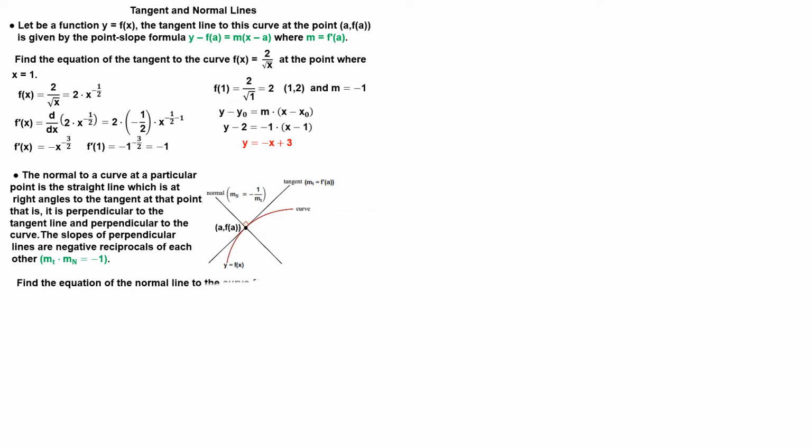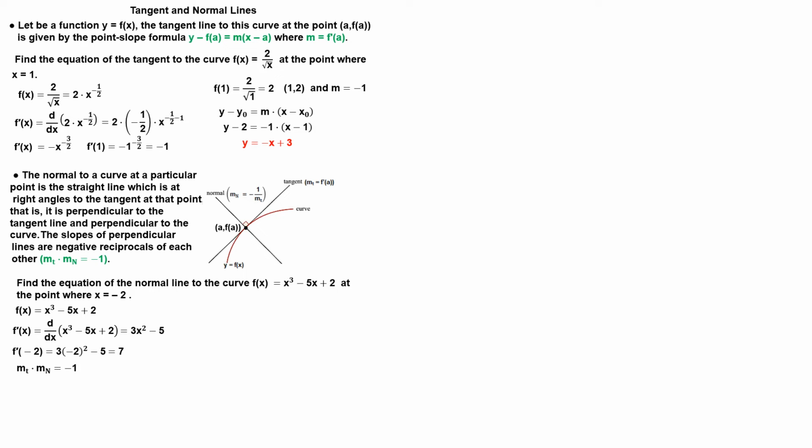Find the equation of the normal line to the curve at the point where x equals -2. Differentiate the equation of the curve. Substitute the x value into the differentiated equation to find the slope of the tangent line. The gradient of the tangent is 7. If two lines are perpendicular, the product of their gradients is -1, so we find the slope of the normal line.